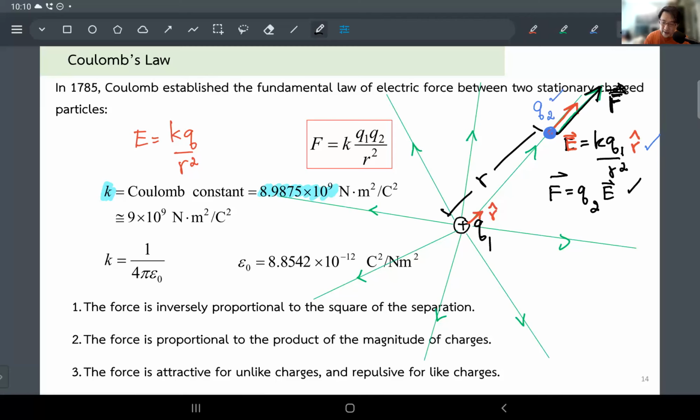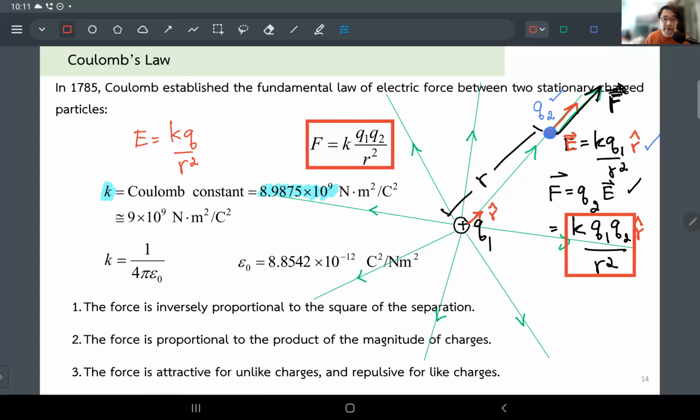Okay. And now I can just write down everything. It's going to be K because we know what the E is. It's going to be Q1 in there. And then you have extra Q2 from the front over R squared. And R hat is still sticking around. No problem. And that's it, guys. That's what you have right here. K Q1 Q2 over R squared. That's exactly what you have right here. And that is our Coulomb's law.